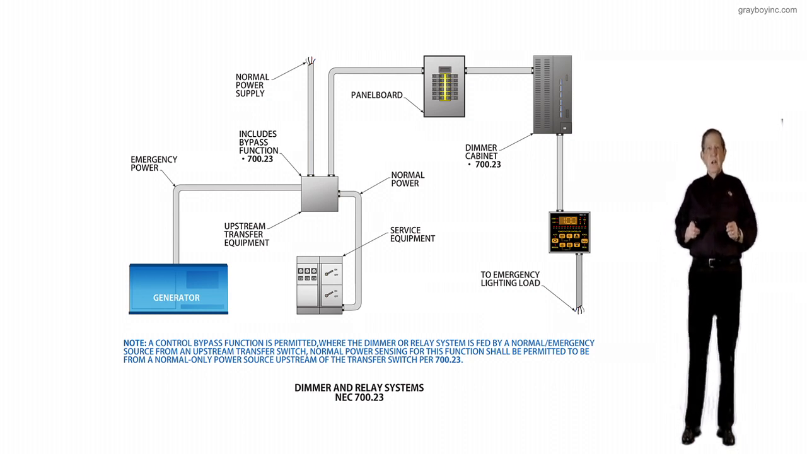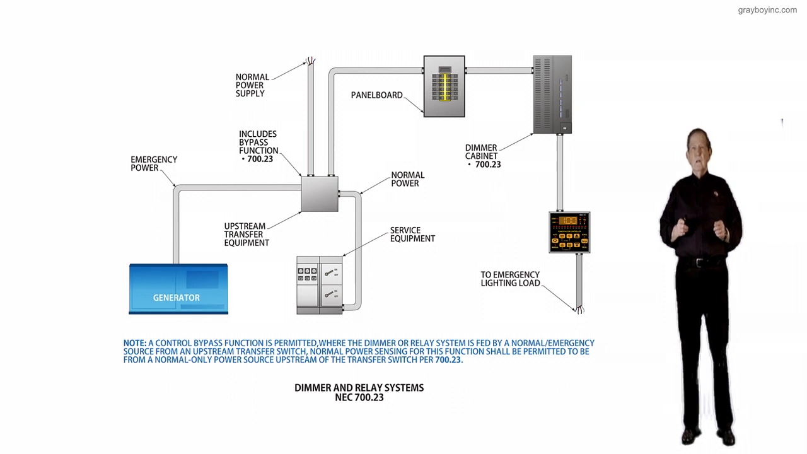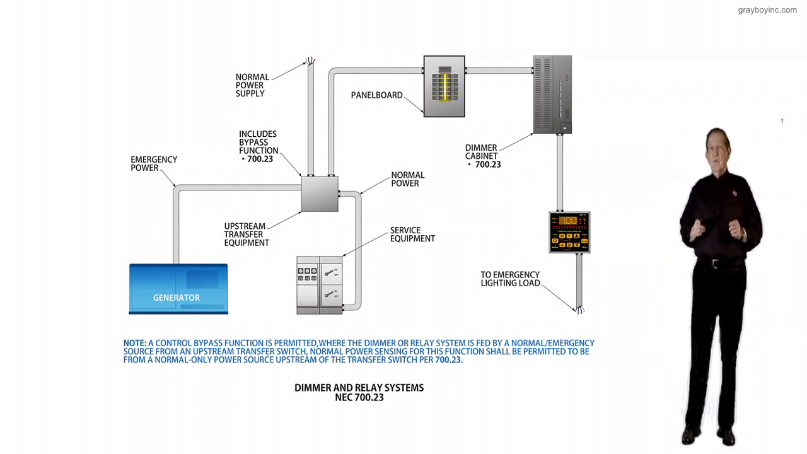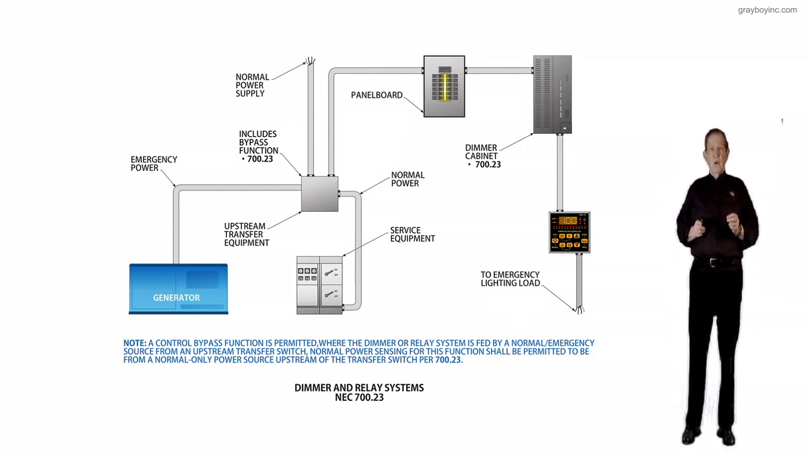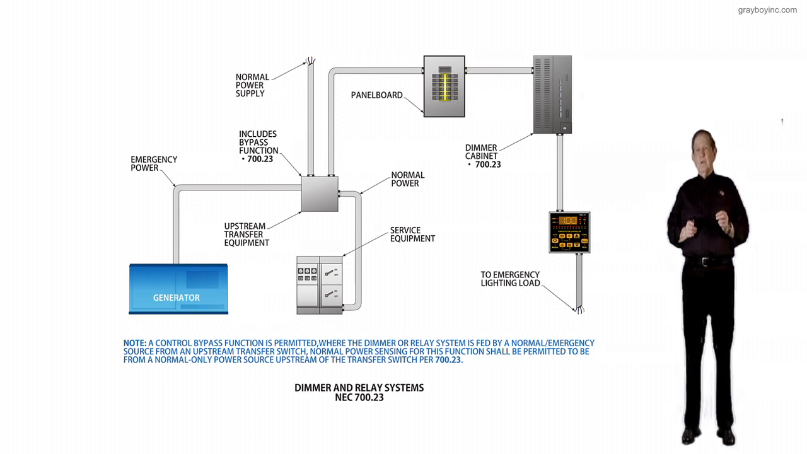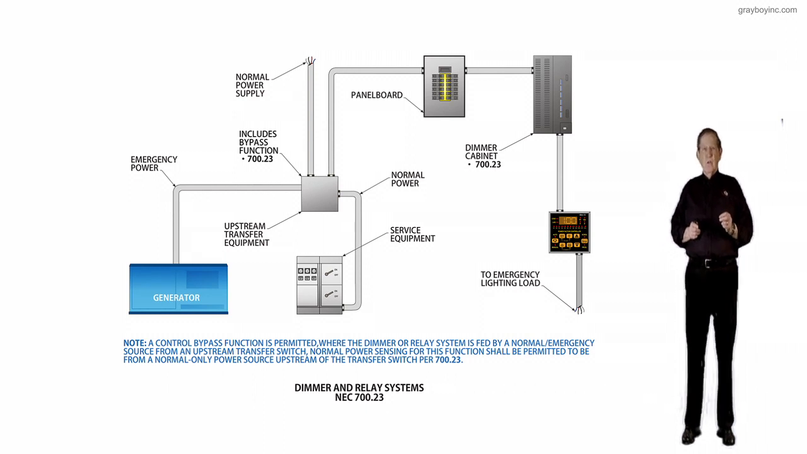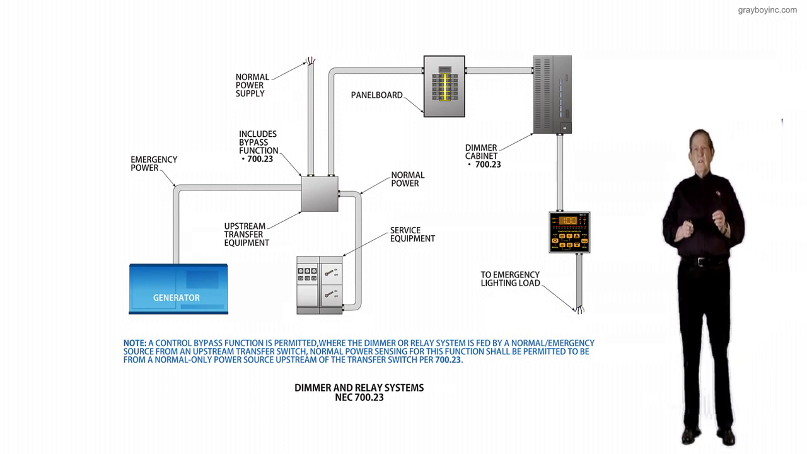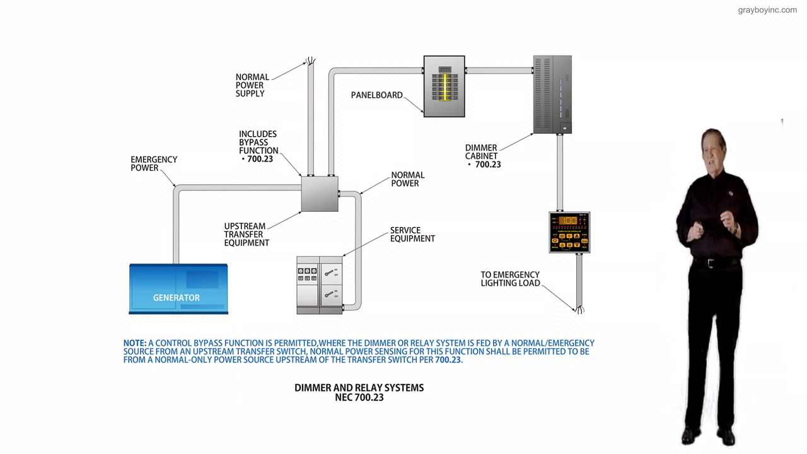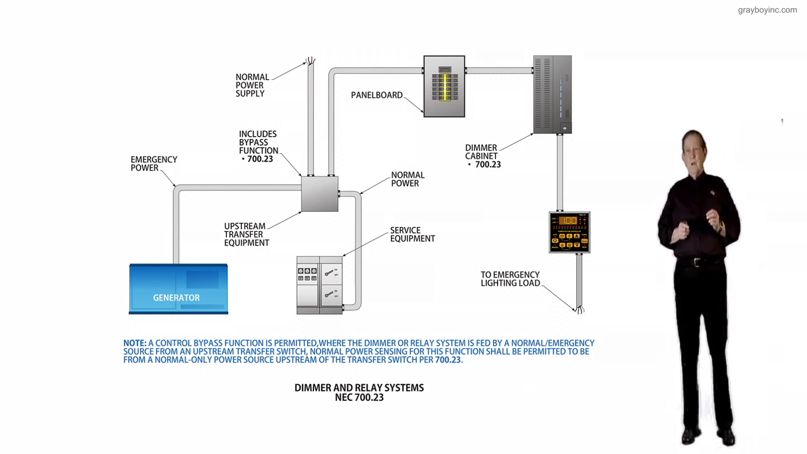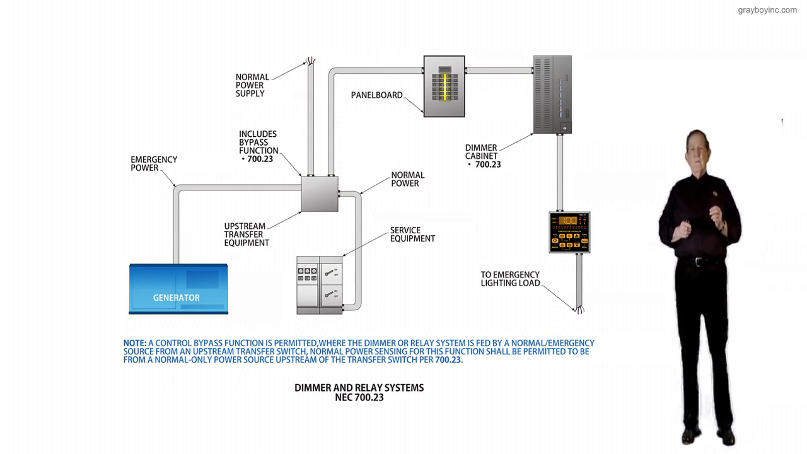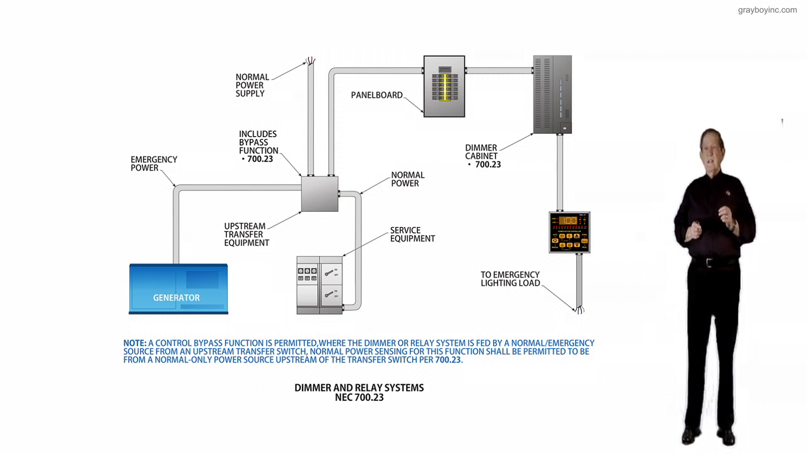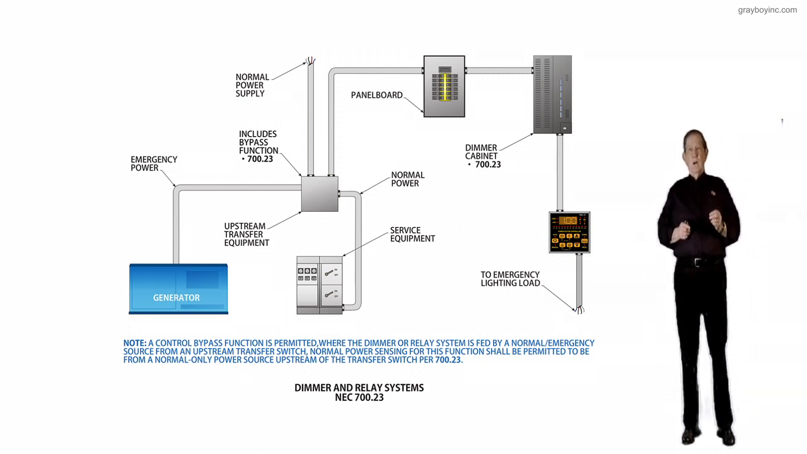As such, the dimmer or relay panel must monitor a normal only source rather than its own normal and emergency feed in order to determine whether it's operating on normal or emergency power and whether a bypass of control function is required. This has created confusion with the requirement of 700.17, item number 1, which implies that normal power sensing must be from the normal branch circuit feeding a normal and emergency type load.